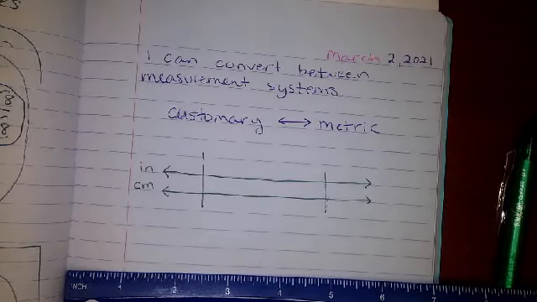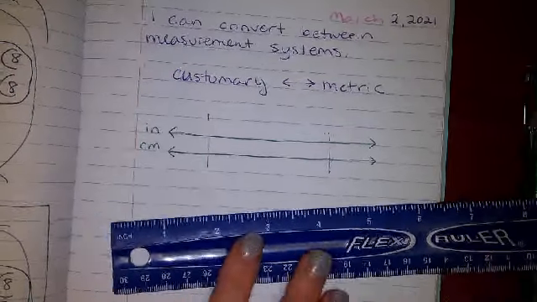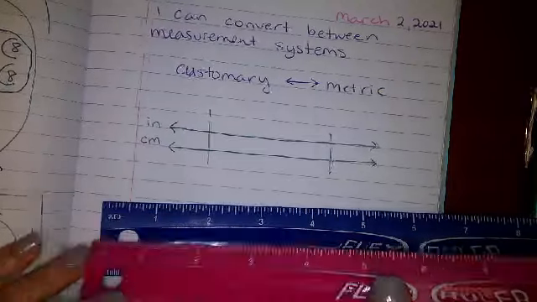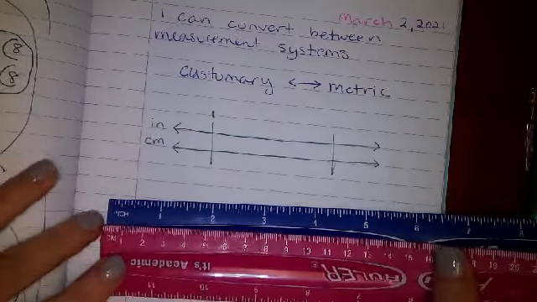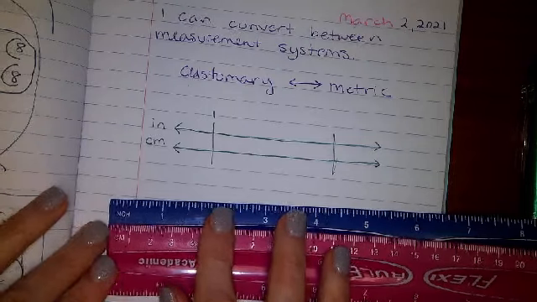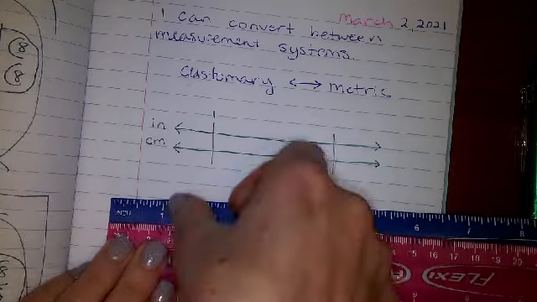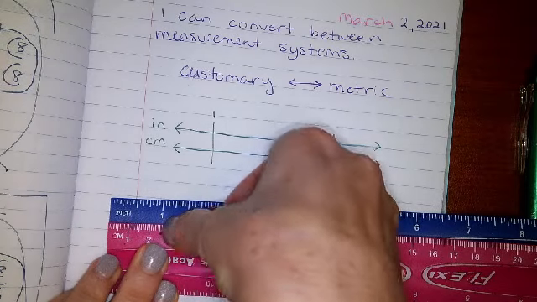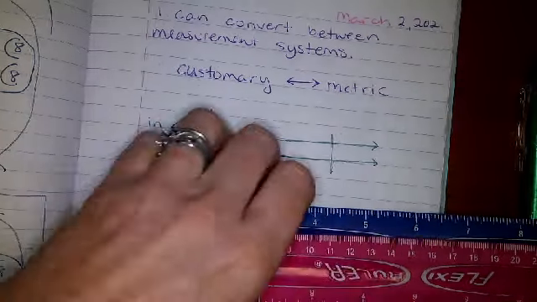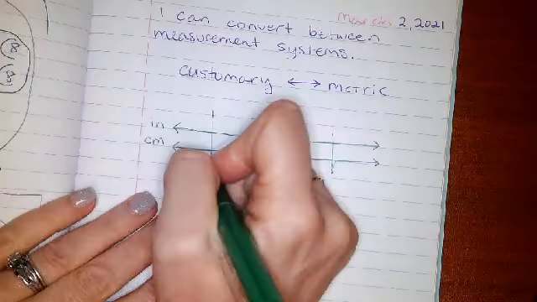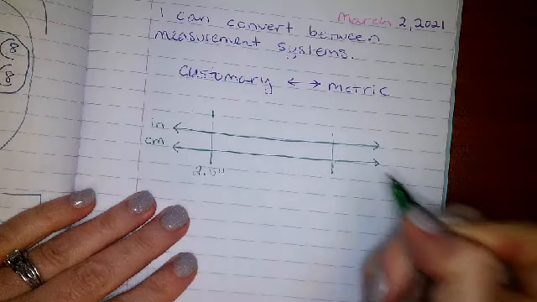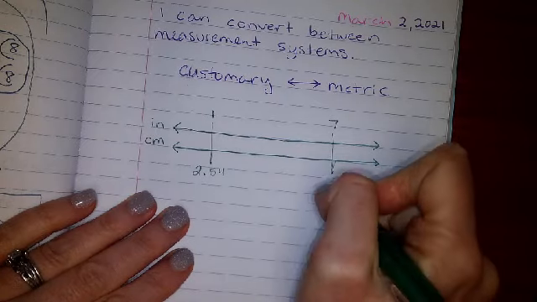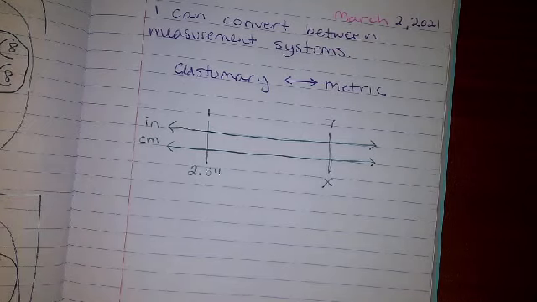Okay. So if I have this ruler, and on there you see the centimeters, or the inches, alrighty, so if you look at this, you can see that 1 inch is equivalent to a little bit more than 2.5 centimeters. So it's actually 2.54 centimeters. And we want to know how many centimeters 7 inches is, so we have X here.